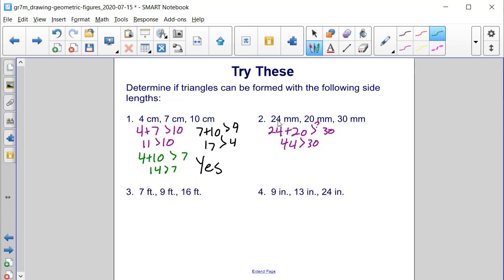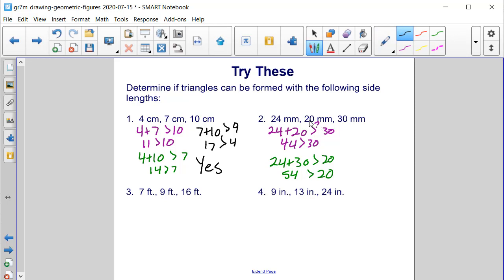Now let's look at our first and our third. So that's 24 and 30. And when we add those two up, will this be greater than 20? Well, we will get 54 here, and that is greater than 20. So yes, that one also works so far.